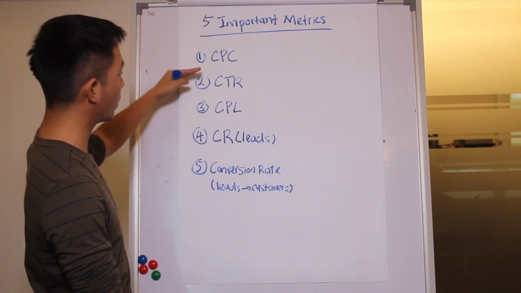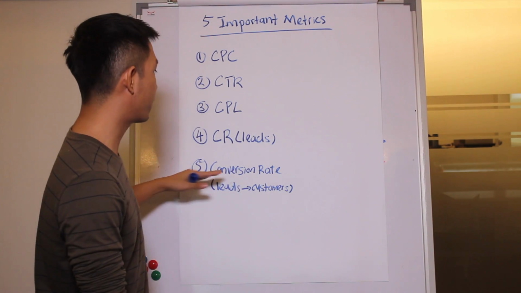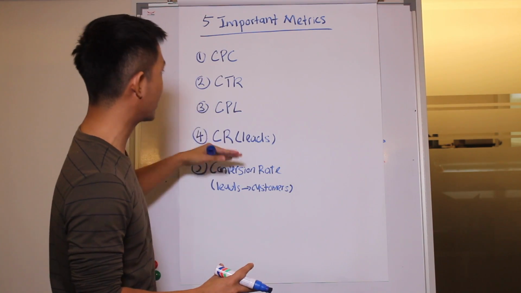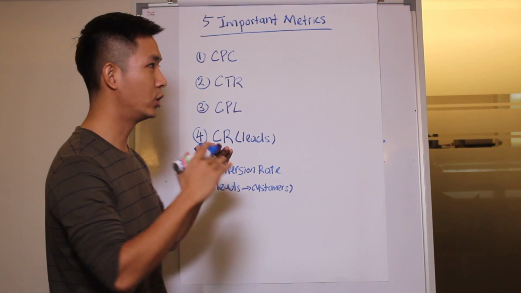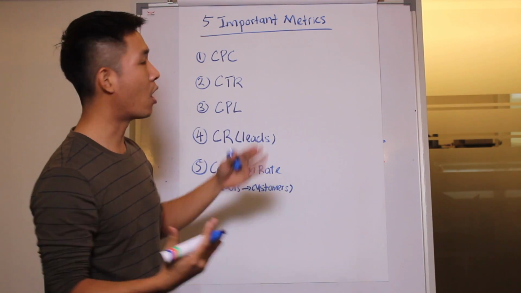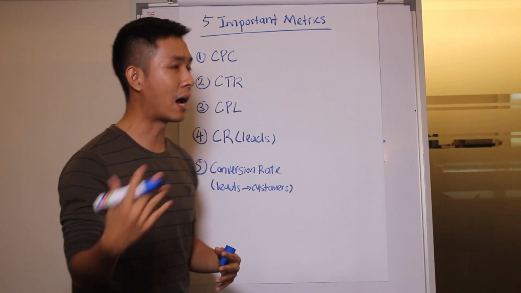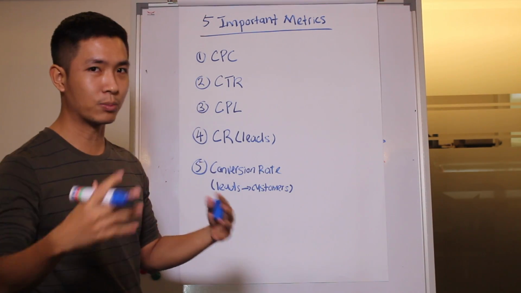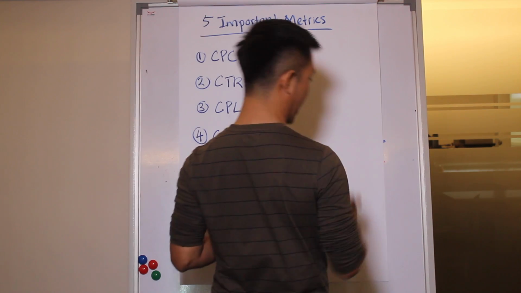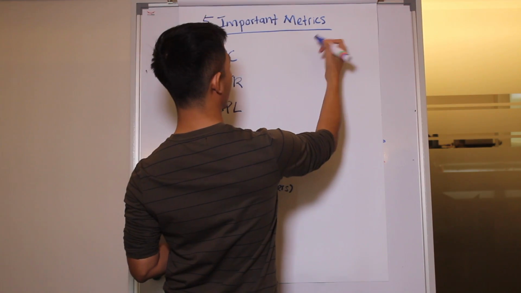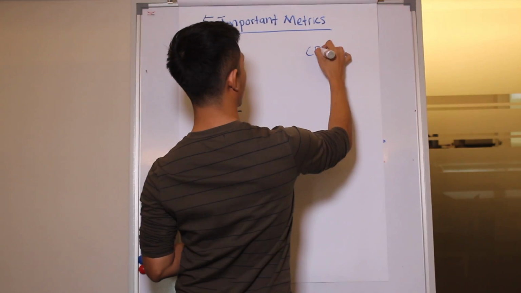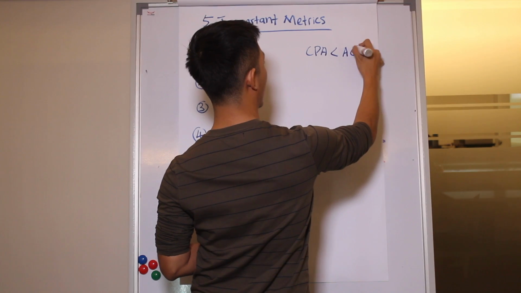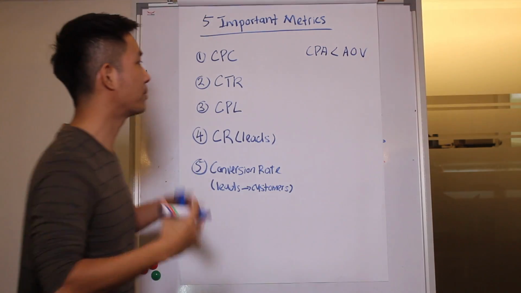So what we want to do with these 5 metrics is find out the maximum, right? The maximum percentage of cost that you can go in order to hit your ROI. So let's work through some examples or numbers so that it's more understandable. Okay, this is the formula. CPA must be lower than AOV, average order value. So let's make it simple.